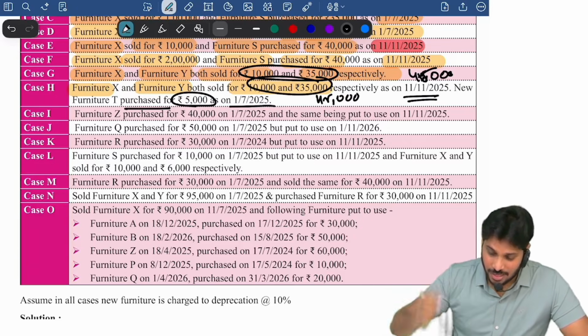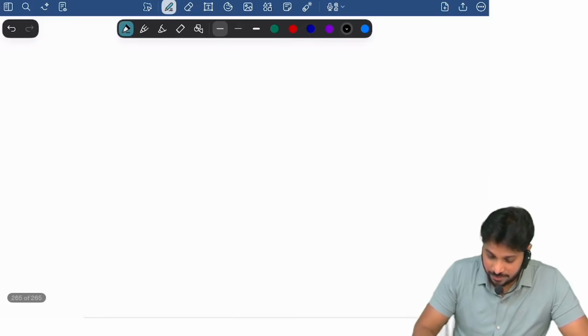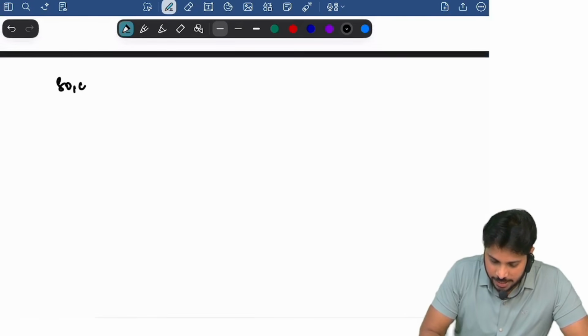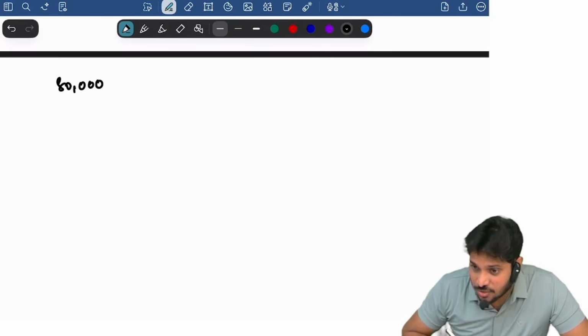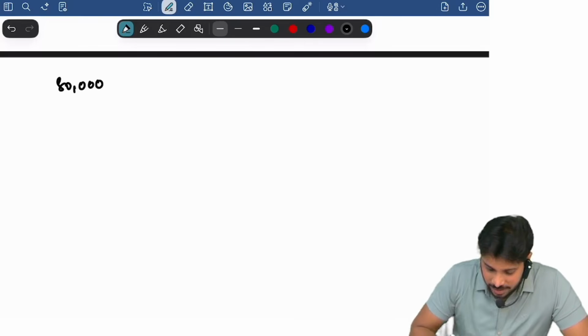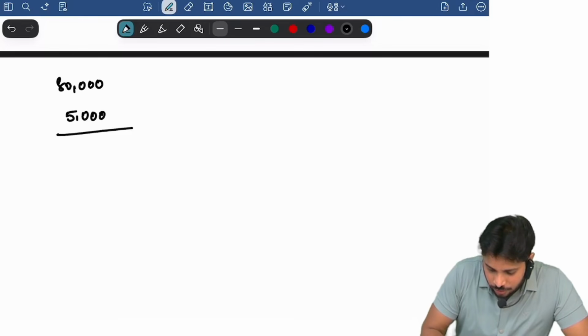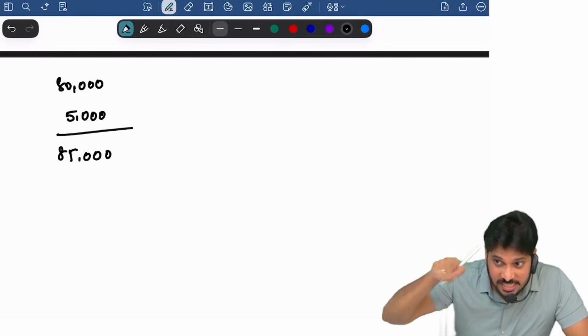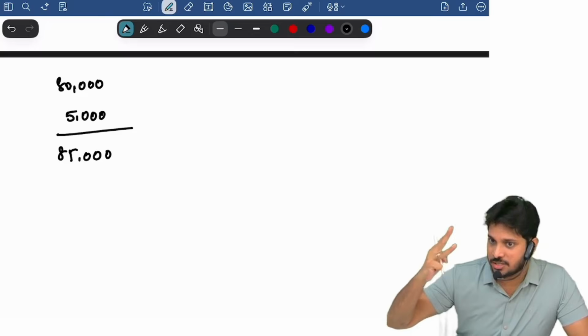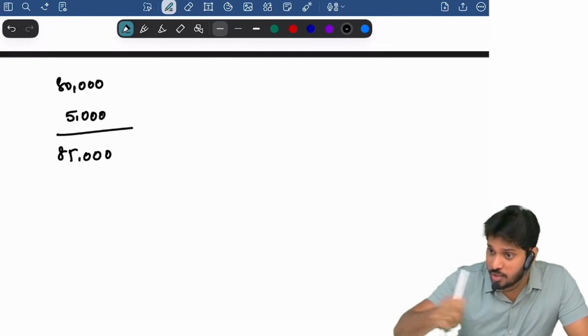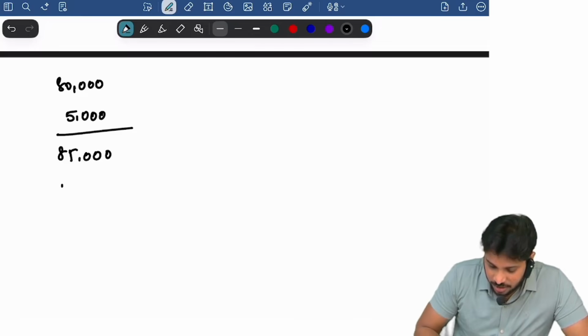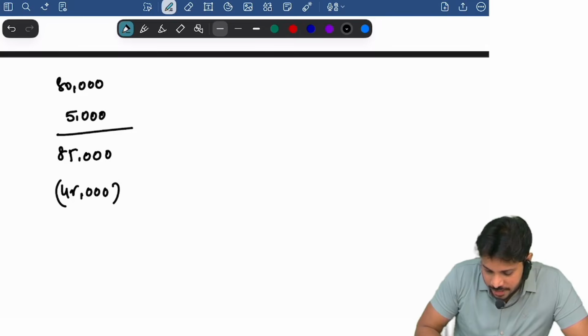Be careful. So now again we have to compute. Opening value, how much first of all? 80. New machinery T we purchased. What is the price of that machine? 5,000. Correct? So therefore gross block value is how much? 85. Two machineries in this block. Now this block has three machines, but only two machines were sold put together for 45,000. Am I right? Yes or no?